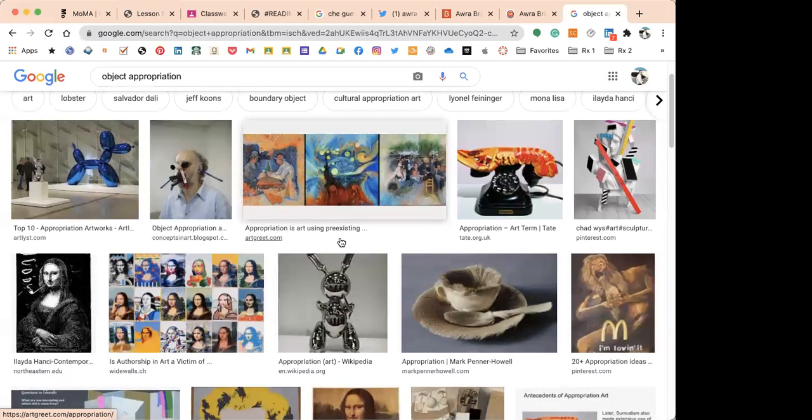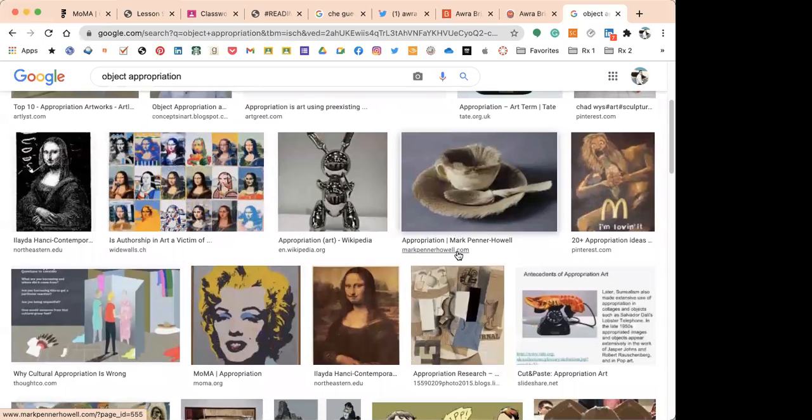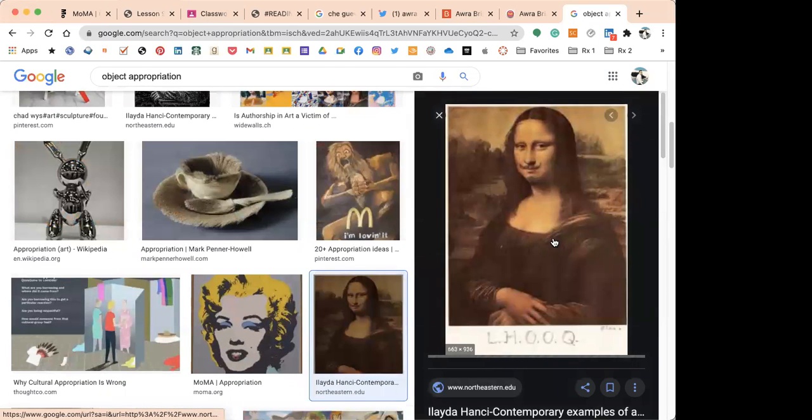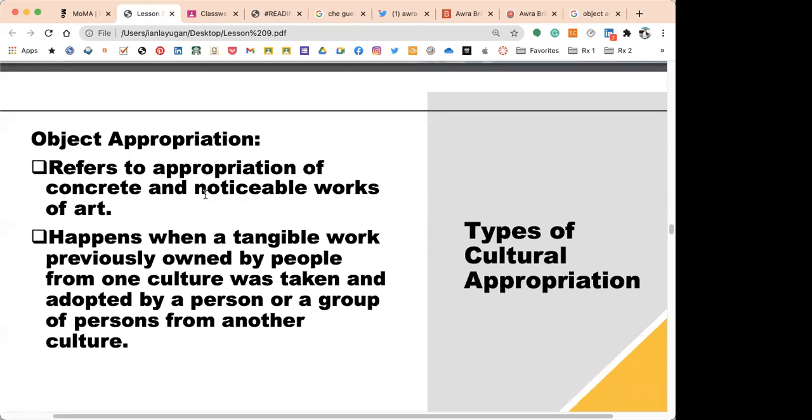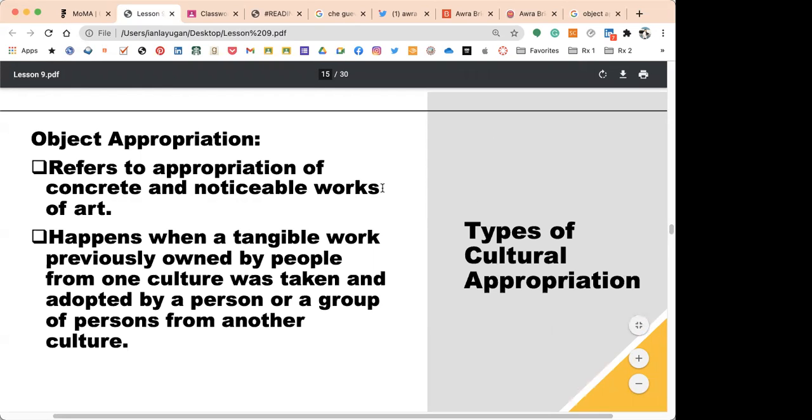Okay. So eto, this one is an example talaga, yung kay Mona Lisa. Mona Lisa is being used in memes. That's an example of object appropriation. It happens when a tangible work previously owned by people from one culture was taken and adopted by a person or a group of persons from another culture.